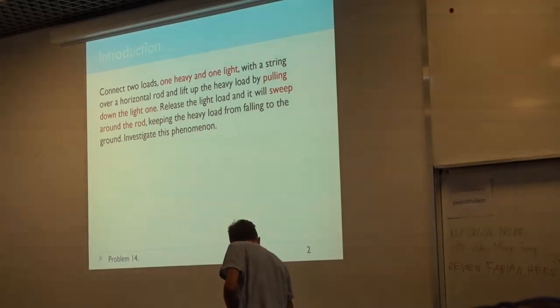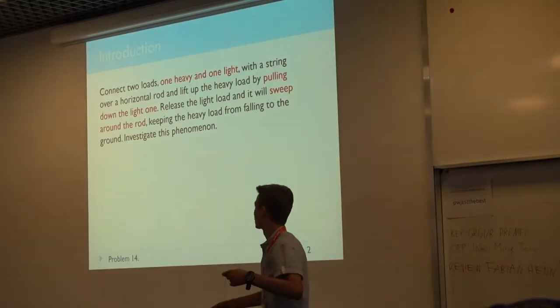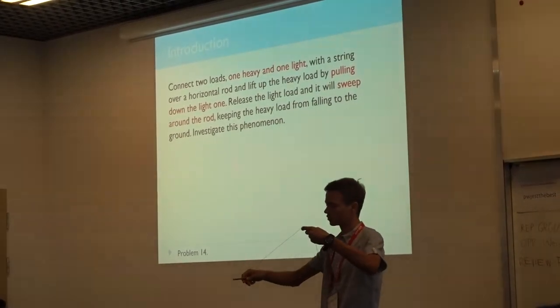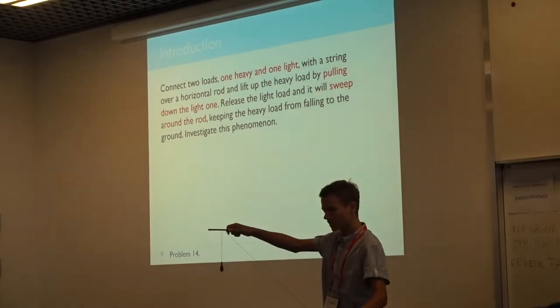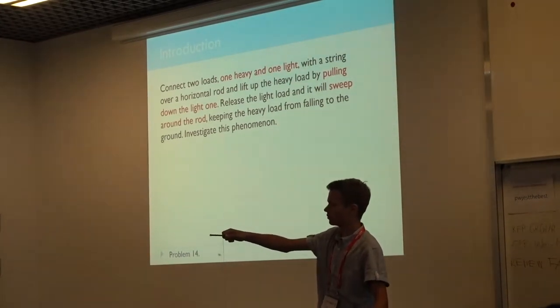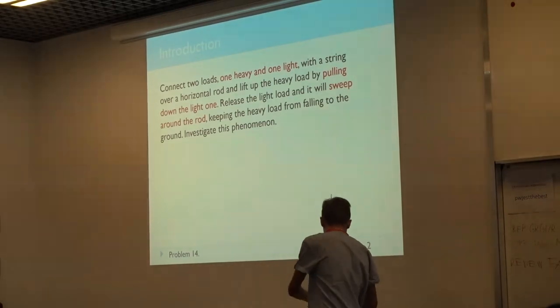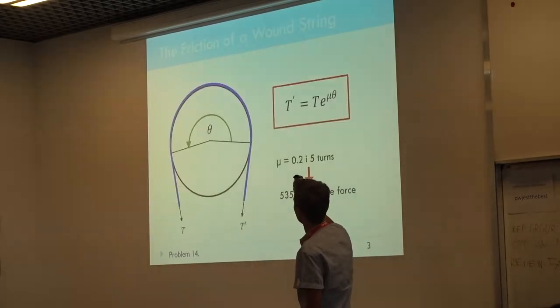It says that we should make two rods, one heavy and one light, and connect them with a string. Then we should put the string over a horizontal rod and lift up the heavy weight by pulling down the light weight. And then we release the light weight, and we see that the light weight actually sweeps around the rod, and the heavy weight doesn't fall to the ground, as you might expect. So we have to investigate, of course, this phenomenon.